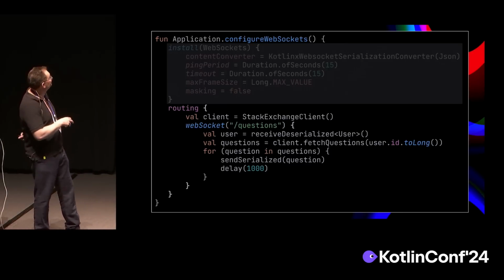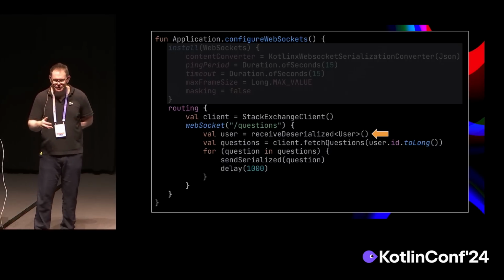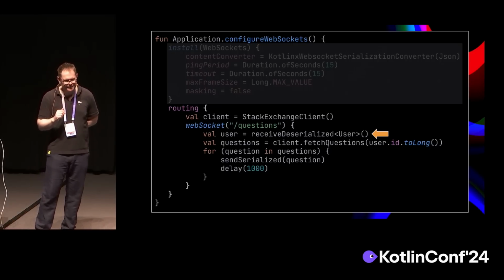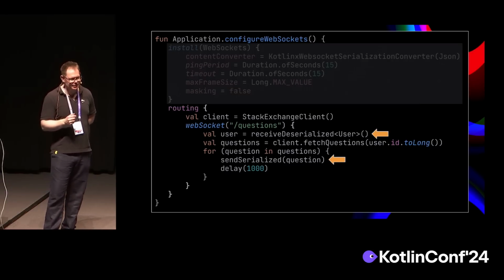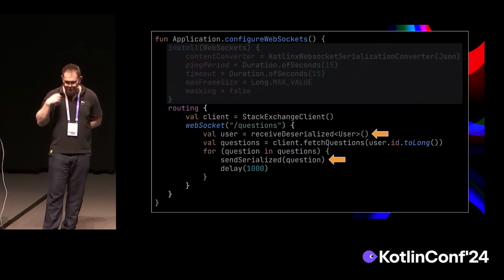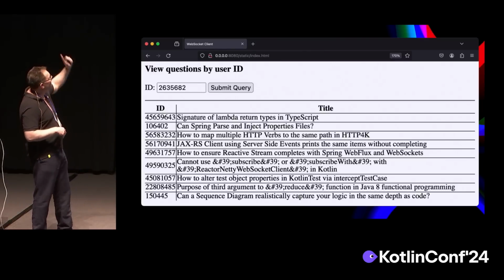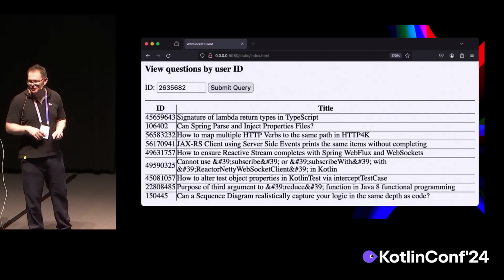Having done that, we can create our Stack Exchange client. We can have our endpoint, which is /questions, and we can wait to get the JSON for a user up the WebSocket connection. And then we can receive it. We can go out and fetch the questions as before, and then we can write them one at a time down the WebSocket connection to the client. And for the purposes of the demo, we'll delay a second between each one.